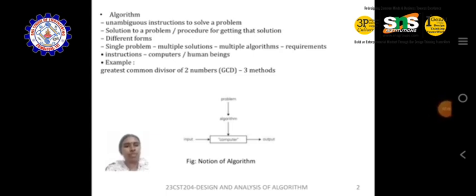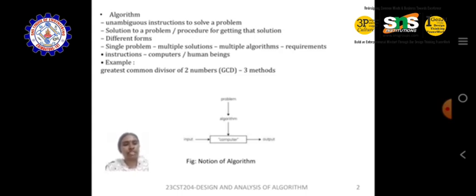Then output. An algorithm should produce at least one output. Then finiteness means an algorithm must have a finite number of steps. It should eventually terminate after a limited number of steps, meaning it won't go on forever. Then definiteness. It means every step of an algorithm should be clearly defined and unambiguous. Then effectiveness. All steps in an algorithm must be basic enough that they can be carried out in principle by a human with a pencil and paper. Essentially, the steps need to be feasible.